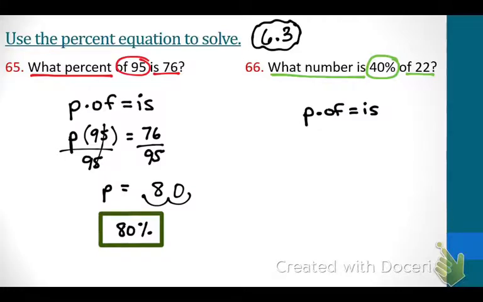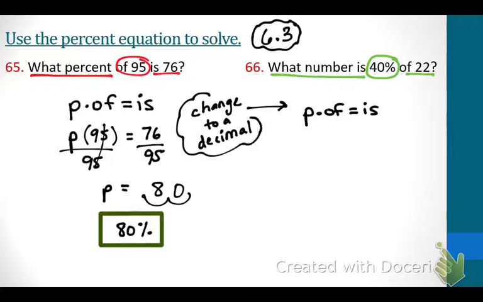What's our P? 40%. But you have to change that 40% to a what? Decimal. If you don't remember that, maybe write yourself a little note on the side so that when you're studying, you can remember: change to a decimal. This is only with the percent equation, not the percent proportion. Okay, back to Christopher. So what are we going to change that to? 0.40 or 0.4, either one's fine.